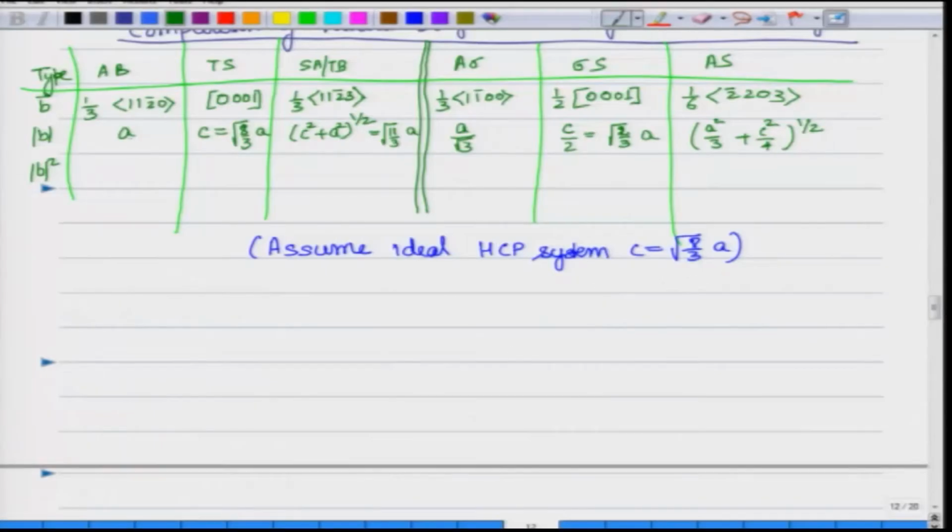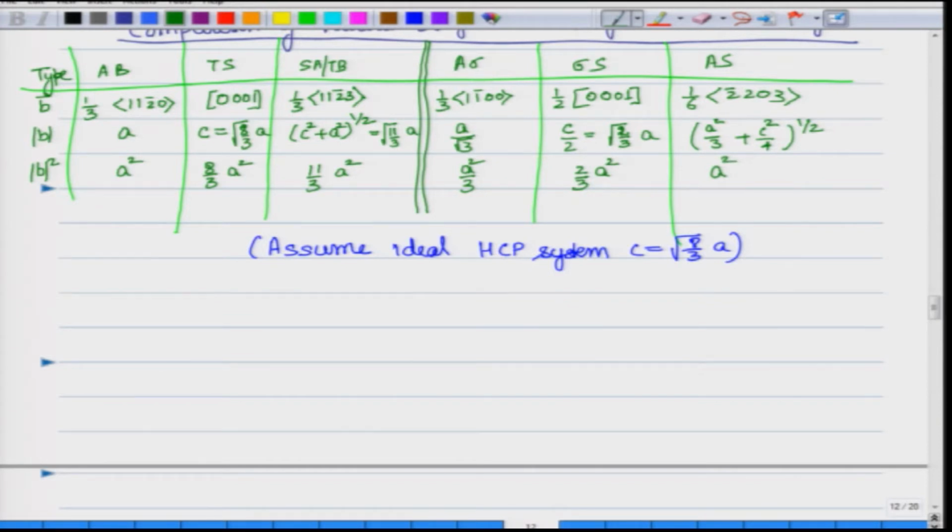Now, let us compare their energies. For energy we know, and we are not talking in terms of absolute values, we are only comparing the relative values. So, what we do is just take the square of the magnitude of the Burgers vector. Whatever we obtained here we square it. So, this becomes A square, this becomes 8 by 3 A square, this becomes 11 by 3 A square. So, this is for the perfect dislocations. Now, we have the partial dislocations, A square by 3, this is 2 by 3 A square, and this is A square.